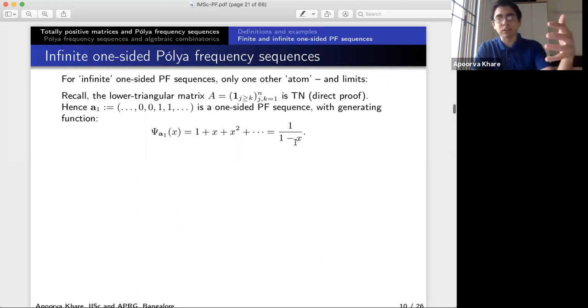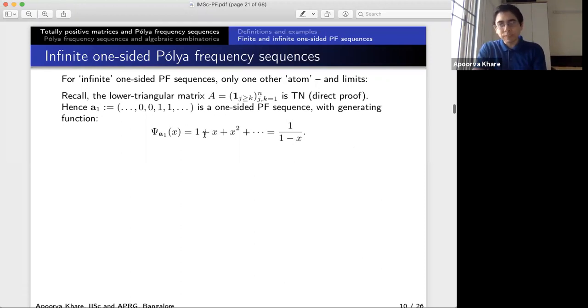Because I take any finite set of rows and set of columns, I can embed both of those inside a huge submatrix, but a finite submatrix of this bi-infinite matrix. That, by the line here or the example, is totally non-negative. So this is a Polya frequency sequence generating function.